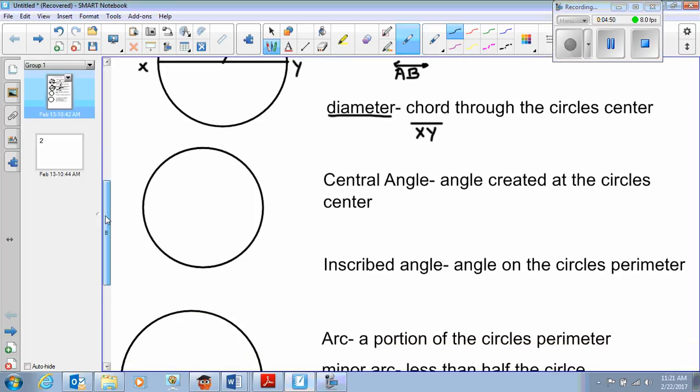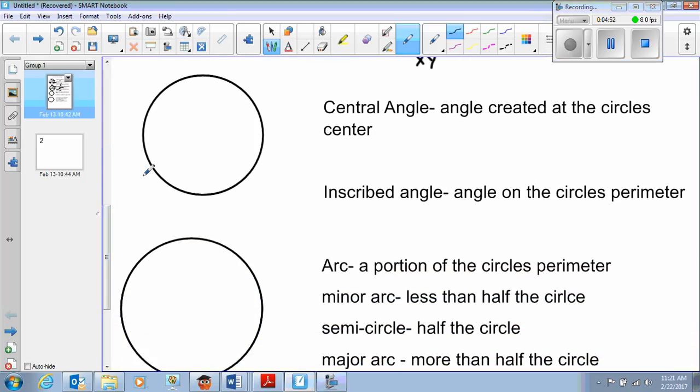As we look down, we see some more terms. Let's talk about central angles. We have the center of the circle, and that's what this central angle is based on. The central angle is created at the circle center. Maybe even think of a slice of pizza: if they cut the pizza, we would have a central angle created right here because it goes to the middle of the circle. We maybe call this angle ABC, something like that. But that would be an example of a central angle.